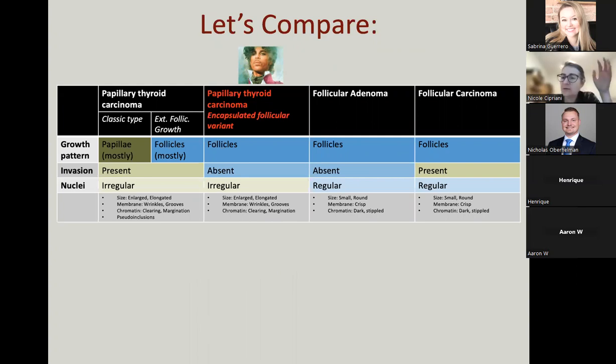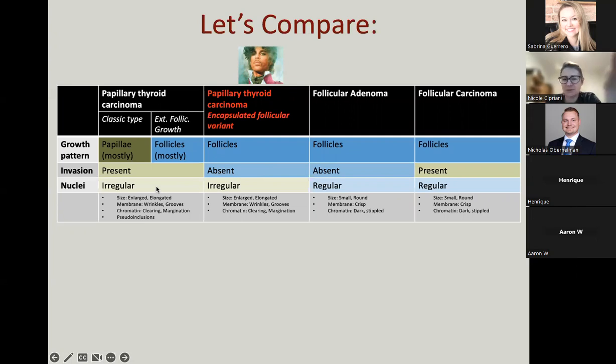And so I've given you this chart to compare the growth pattern, the presence or absence of invasion, and the appearance of the nuclei between papillary thyroid carcinomas and follicular neoplasms, and then this overlapping group, where you have follicles but absent invasion but presence of irregular nuclei, in contrast to true papillary carcinomas that may or may not grow morphologically in papillae or in follicles, but uniformly are invasive, right?